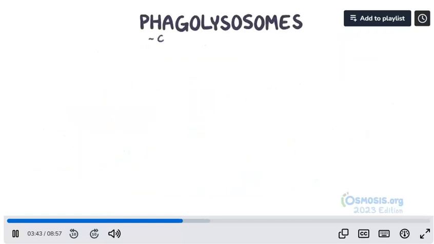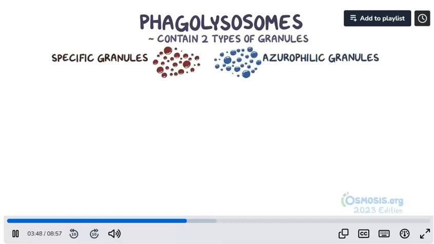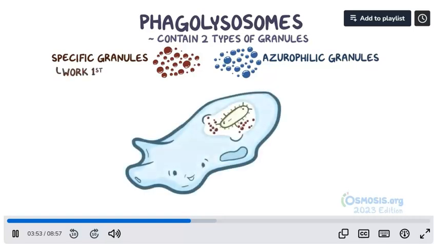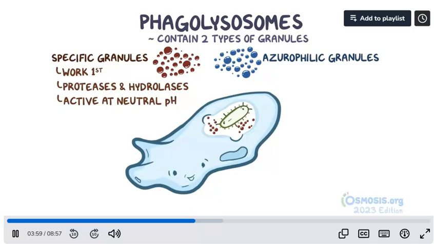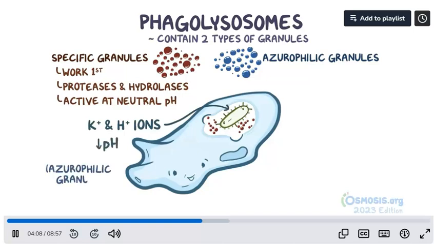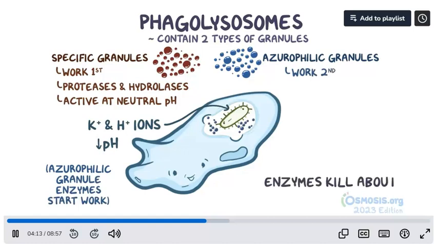First off, the phagolysosome contains two types of granules, specific granules and azurophilic granules, which help destroy the bacteria. The specific granules go to work first, and they have proteases and hydrolases which are active at a neutral pH. As the organisms die, potassium and hydrogen ions are drawn into the phagolysosome, which decreases the pH, and this allows the enzymes in the azurophilic granules to go to work. Overall, the enzymes in these granules kill about 2% of the pathogens that the macrophage eats.